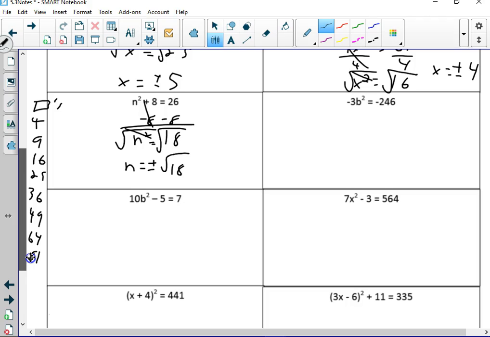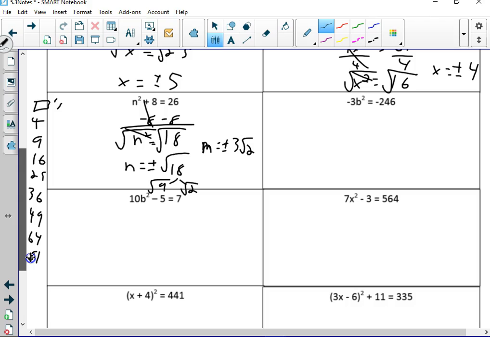So you look at number 18. Does one of those numbers go into 18? 9. 9 goes in there, right? 9 times 2. Now, 9 being a perfect square is going to come out. What's the square root of 9? 3. So our answer is going to be n equals plus or minus 3 radical 2. Because this radical simplifies to 3, and that radical stays radical 2. Should be recognizable to you at least.